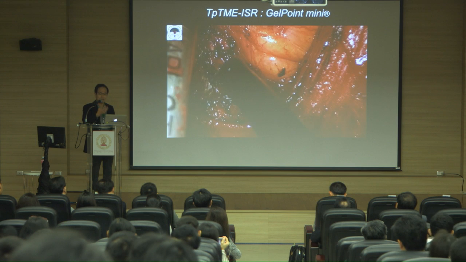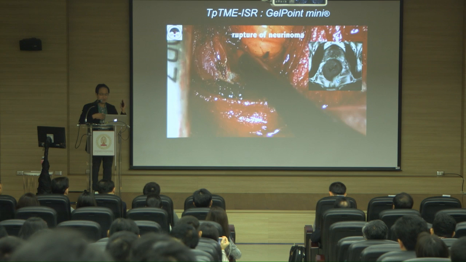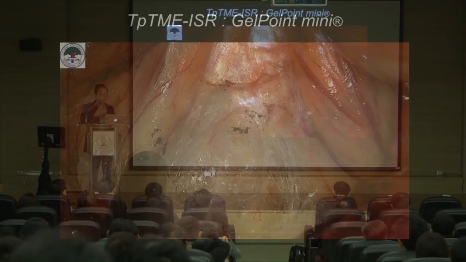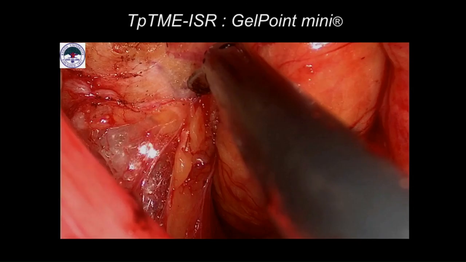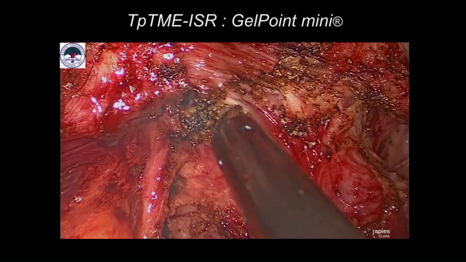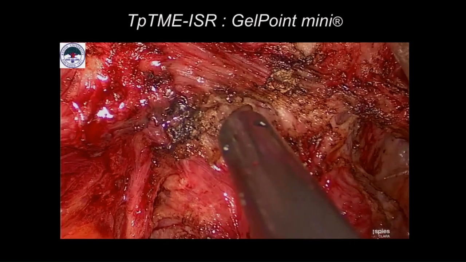And this is the posterior rectal ligament. I just divide it. Oh, this is a neurinoma, so the inclusion of a neurinoma is coming out. But anyway, this is the right side. The fourth sacral nerve is now preserved. Yesterday I mentioned that it's very easy to go into the lateral space. Why? Because it's very easy.